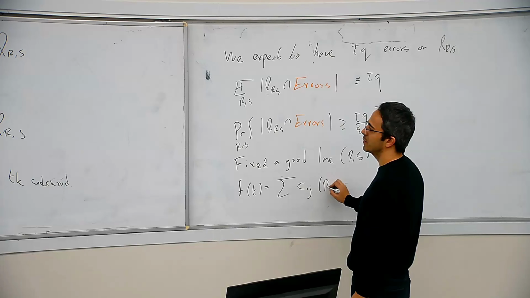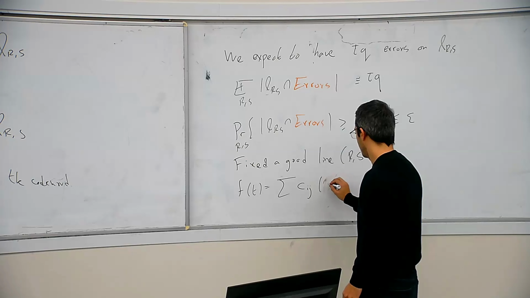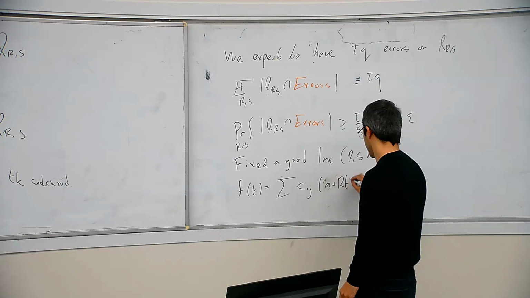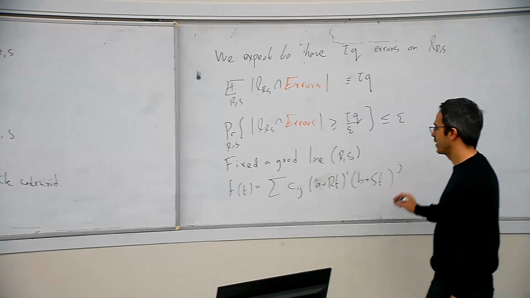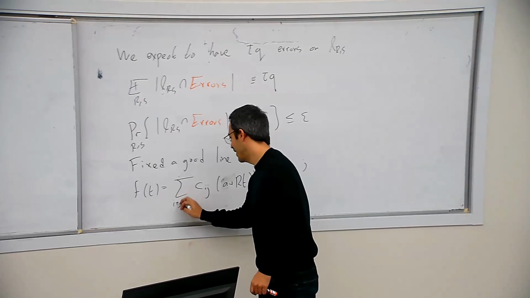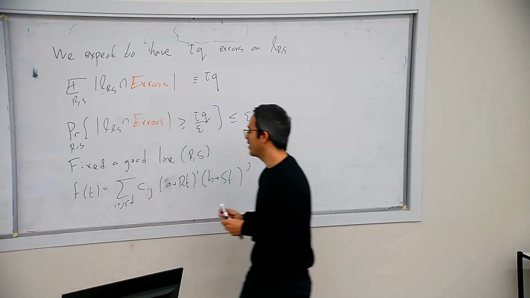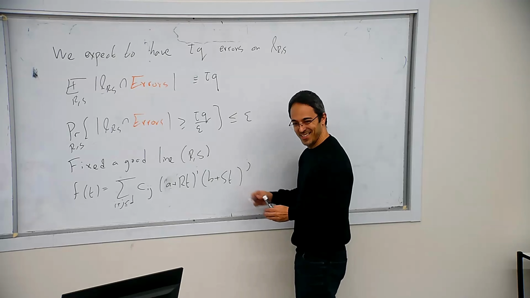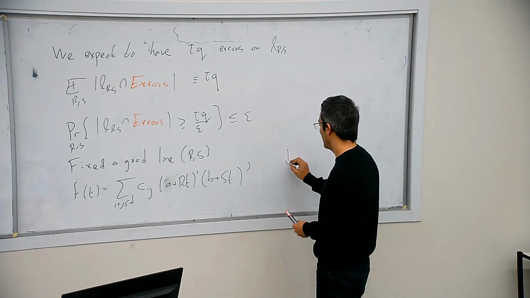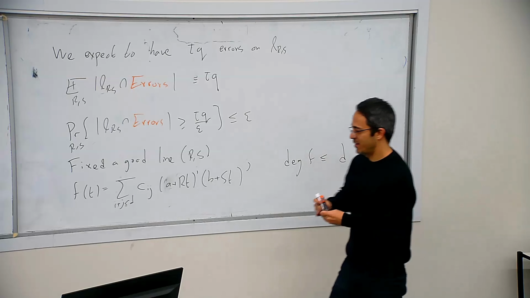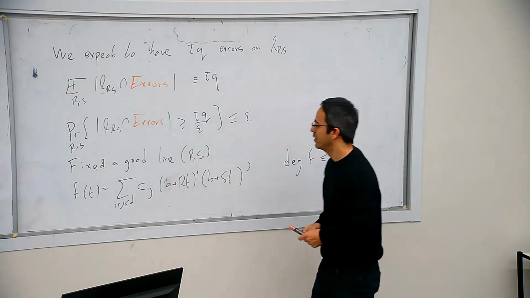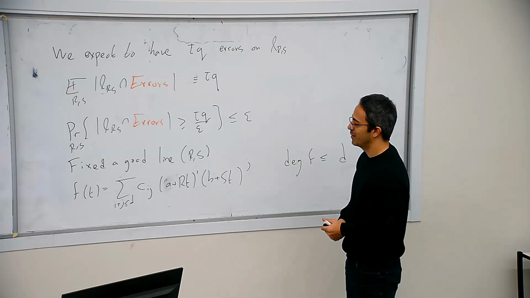The sum of R T plus A to the I, B plus S T to the J, over I plus J at most D. And as a polynomial in T, what can you tell me about it? What is its degree? Right. So the degree of F is at most D, because the total degree of the bivariate polynomial is D.